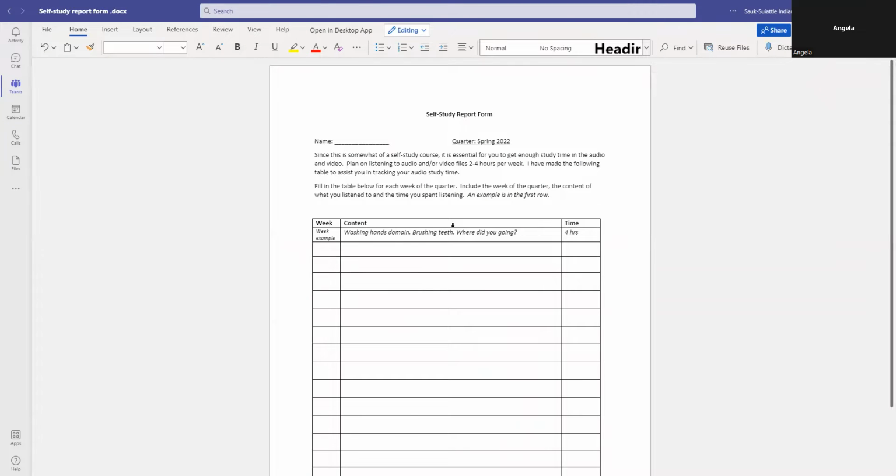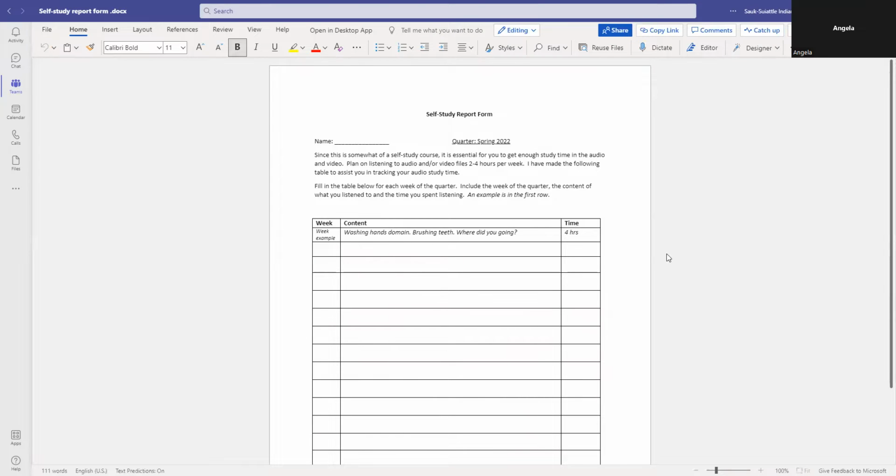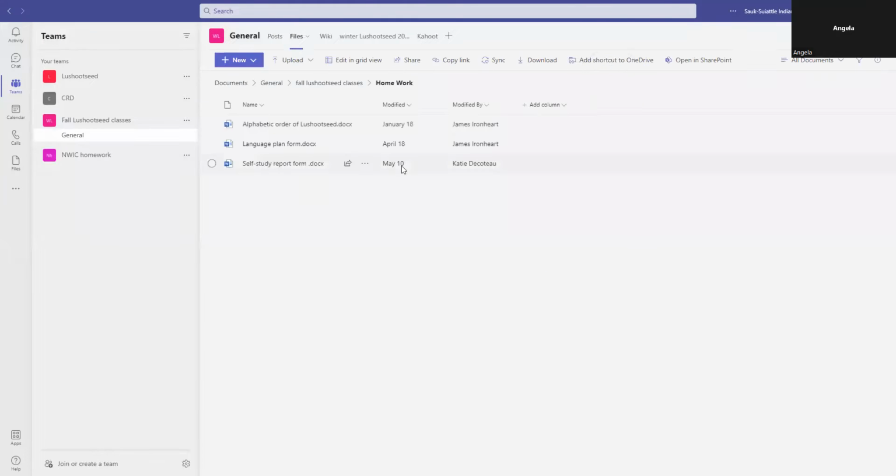Our self-study form, again, is supposed to be for how long you can talk in language, have a conversation, or brush your teeth, or other fun stuff. Again, this will be helpful to keep track of your time. Not really needed this term. A lot of that's not needed this term.